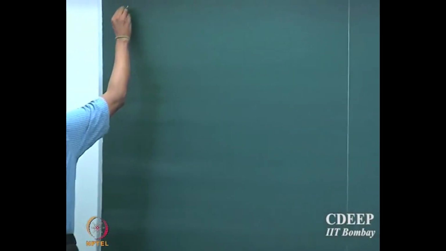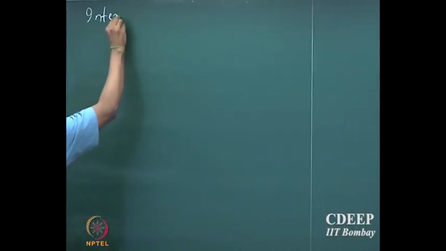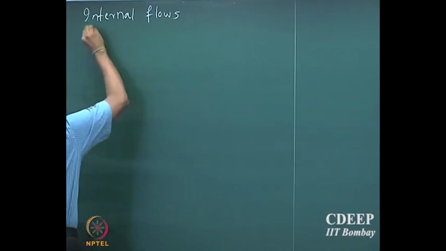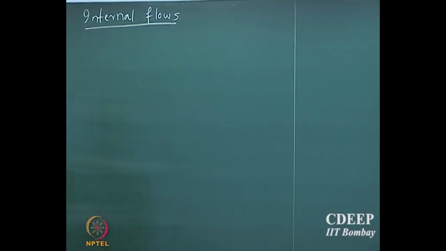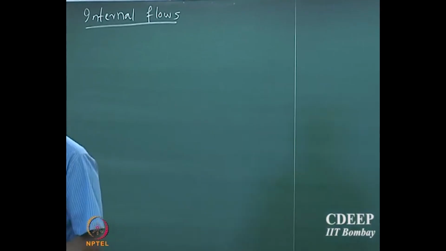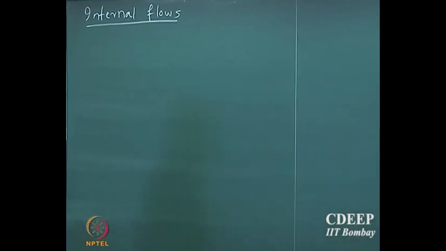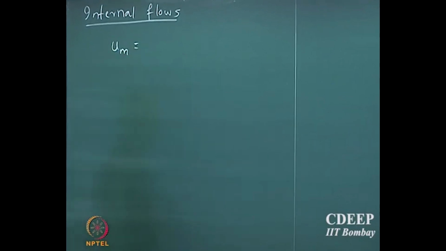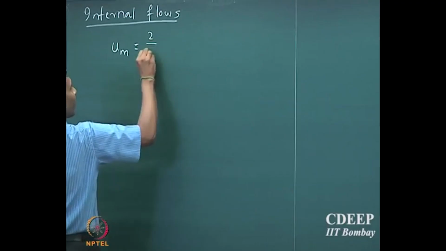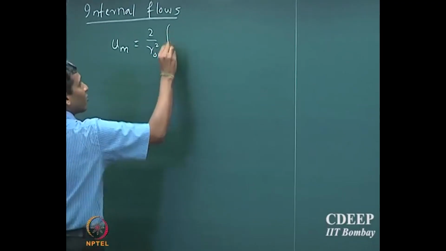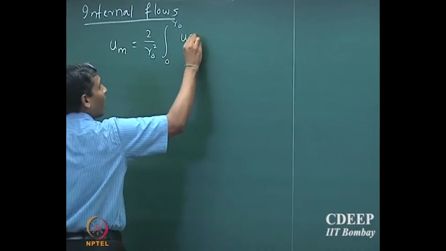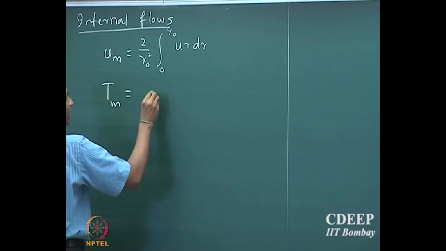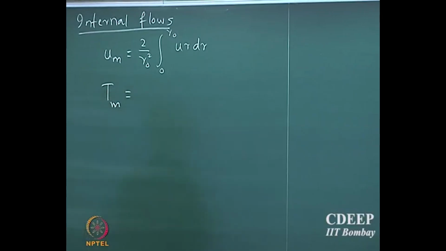We've been looking at internal flows. Okay. So we observed that there is no reference velocity and there is no reference temperature. So we define the mean or cup mixing velocity, which is given by 2 by r naught square integral 0 to r naught u r dr. And similarly, we defined a cup mixing temperature, which is, does anyone remember?